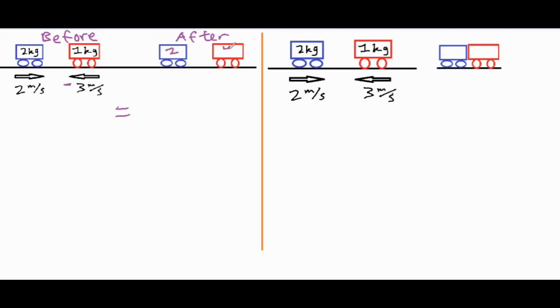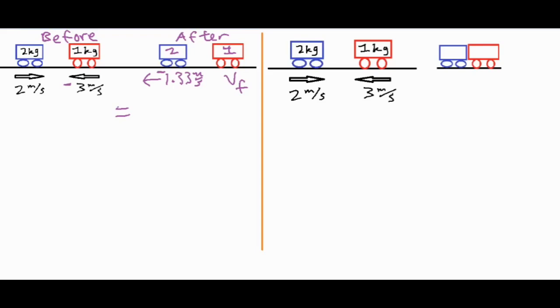Now afterwards, we still have the same objects. So this is still 2 kilograms and 1 kilogram. And my question is, if this one gets bumped backwards at 1.33 meters per second, then what's the final velocity of the 1 kilogram cart? Because the 2 kilogram gets bumped backwards, we're going to place the negative there. So that's why the pictures are going to be pretty important in recognizing which things go in which direction.